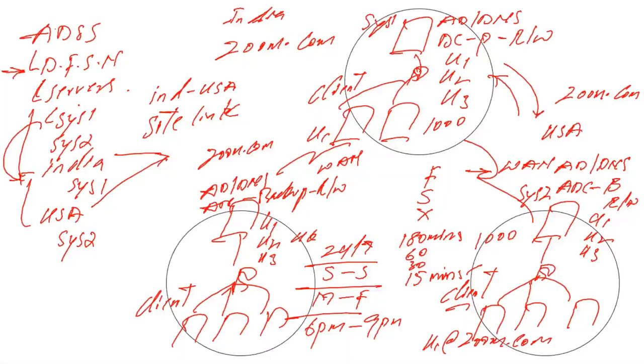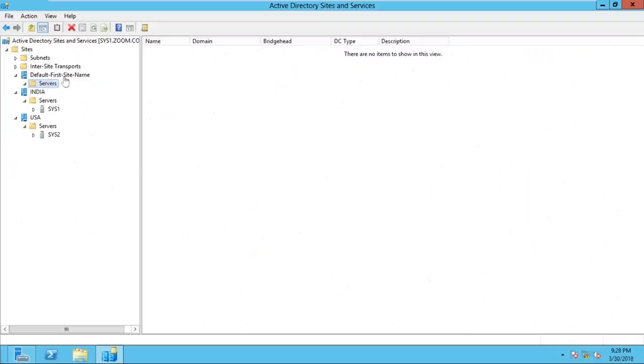Okay. So please write down, open the ADSS console. Then write down the next line, expand the sites. Now once you expand the sites, then write down, expand inter-site transport. Now see here, are you finding inter-site transport as the second option here? Right, so expand inter-site transport.